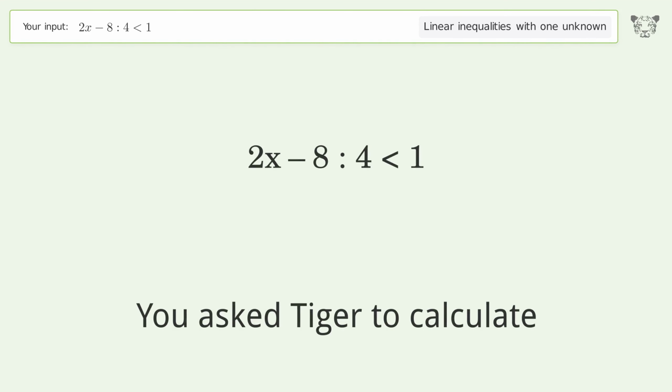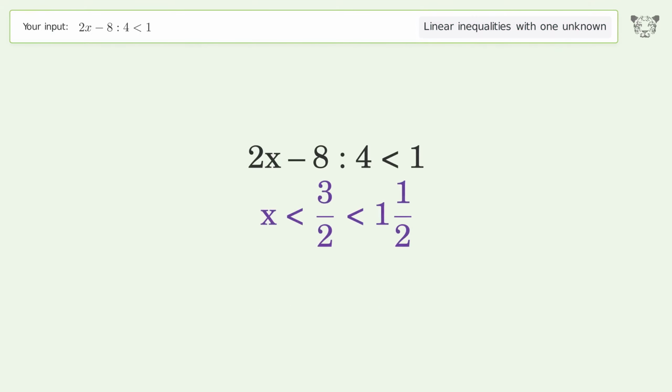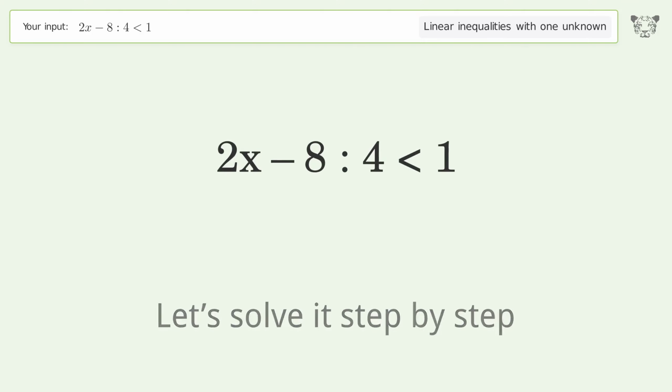You ask Tiger to calculate. This deals with linear inequalities with one unknown. The final result is x smaller than 3 over 2 smaller than 11 over 2. Let's solve it step by step.